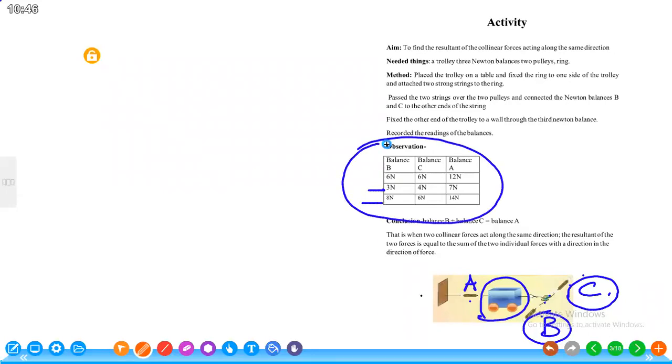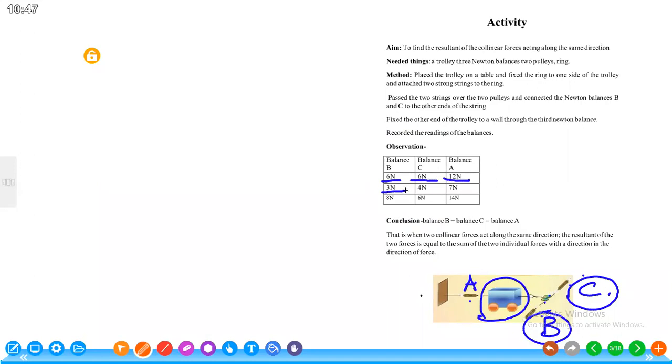You can find out the relationship, students. Right? So the first one, the table shows balance B reads 6 Newton and balance C 6 Newton, then balance A reads 12.